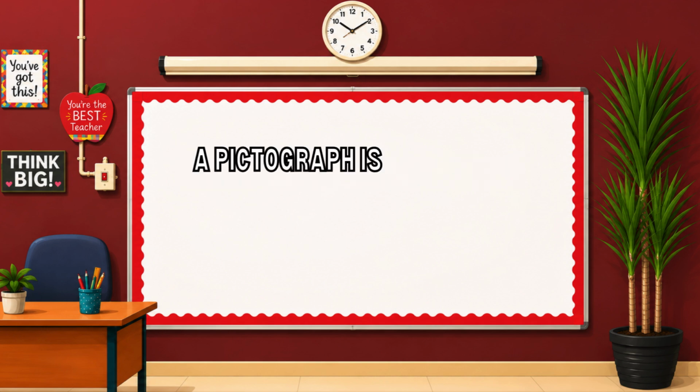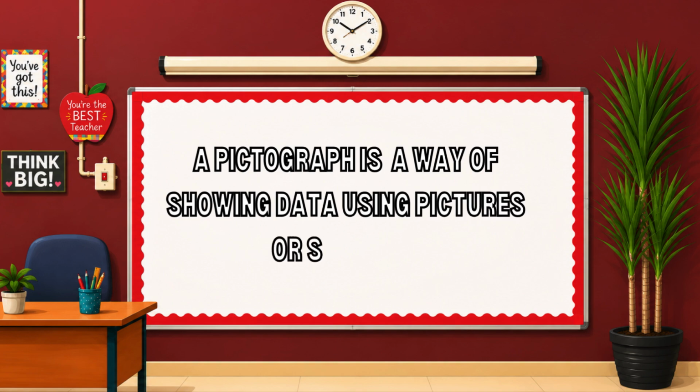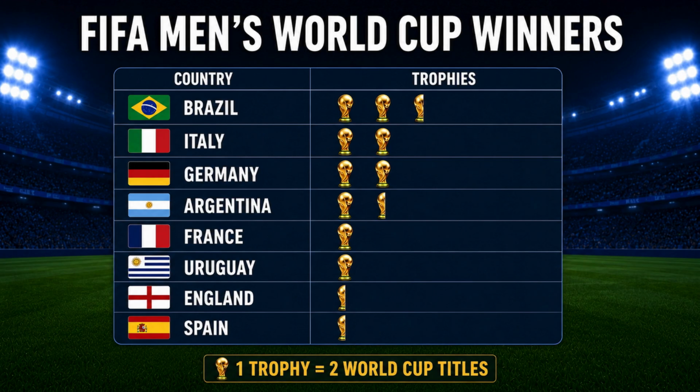A pictograph is a way of showing data using pictures or symbols. This is an example of a pictograph. Each pictograph has a title, and the title is usually at the top. This pictograph is based on the FIFA World Cup winners.